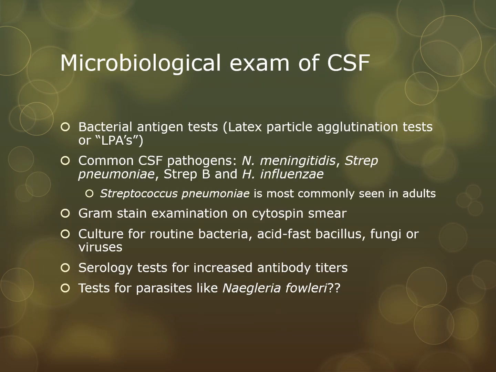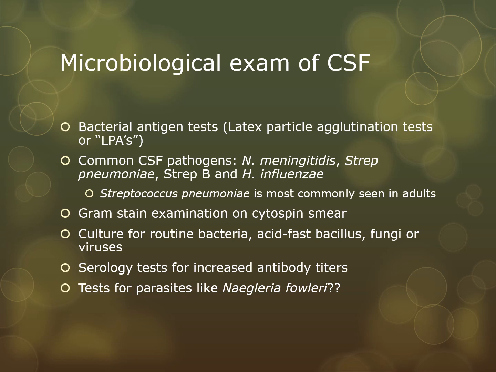Let's talk a little bit about the microbiological examination of cerebrospinal fluid. One thing that they might do in the emergency room is a bacterial antigen test, known as the latex particle agglutination test, or an LPA. Here we're looking for common pathogens that may contaminate the spinal fluid, such as Neisseria meningitidis, strep pneumo, strep B, or Haemophilus influenzae. The organism most commonly seen as a cause of meningitis in adults is Streptococcus pneumoniae.